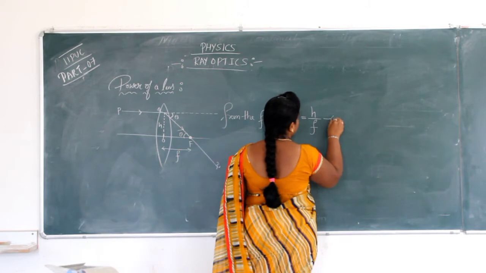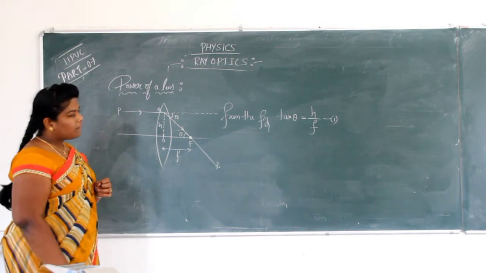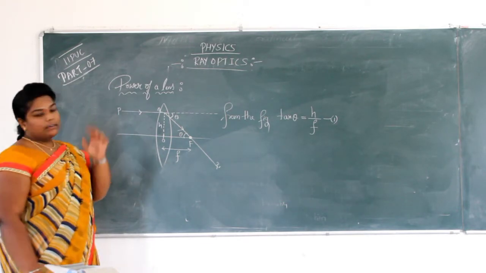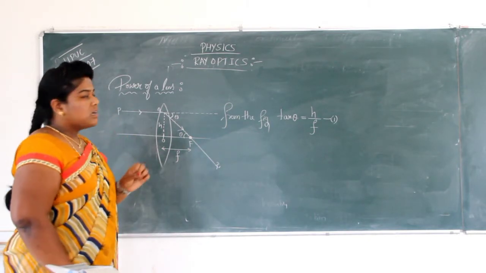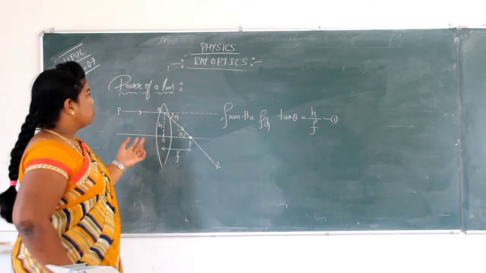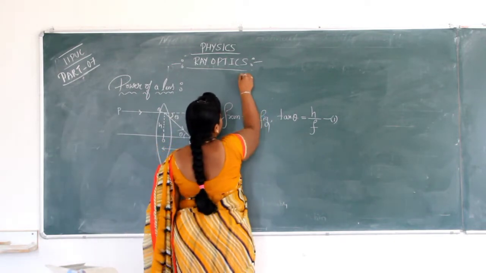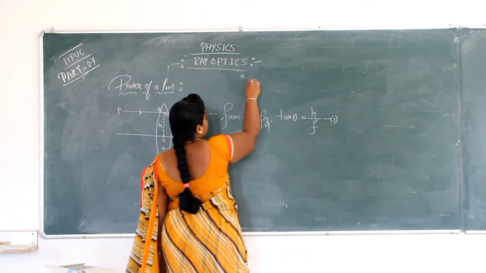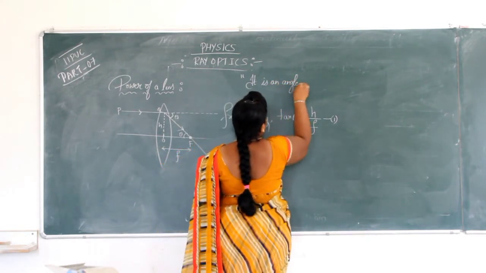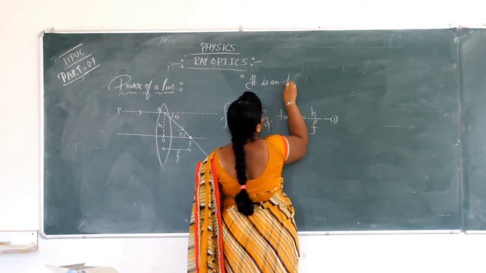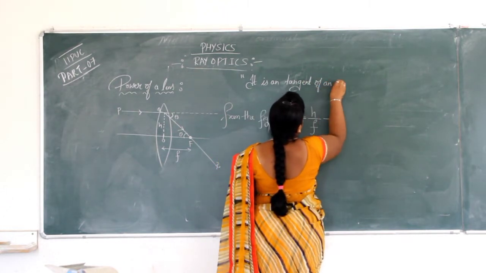Take it as equation number 1. But my dear students, there is a definition for the power of a lens. While we are defining it, as we defined in the previous case, there is no need to use angle and so on, but to define it with the help of a tangent, I want to define the power as follows.